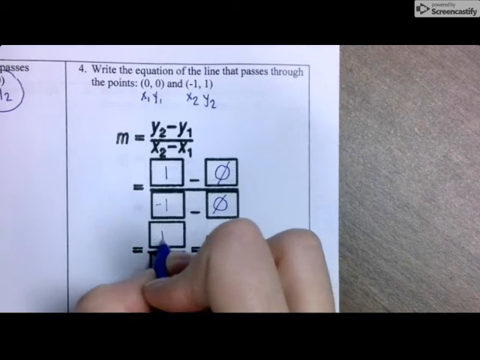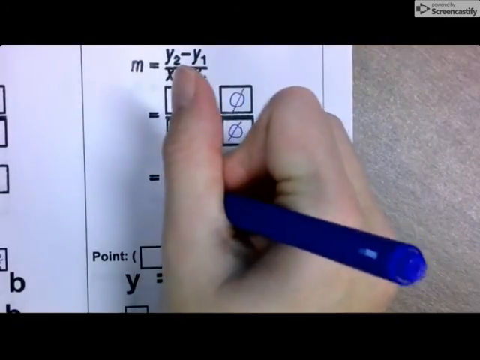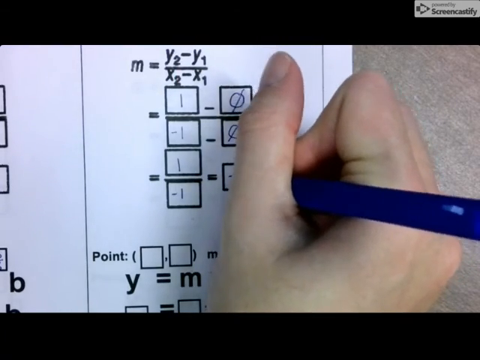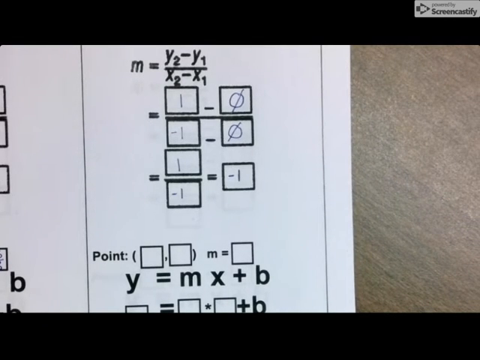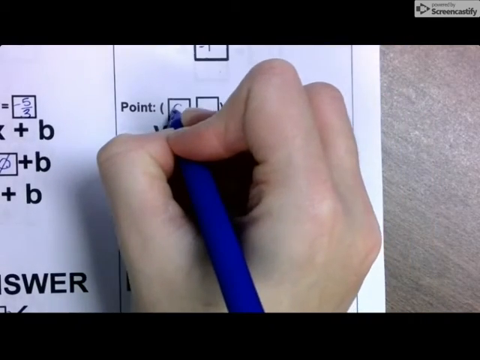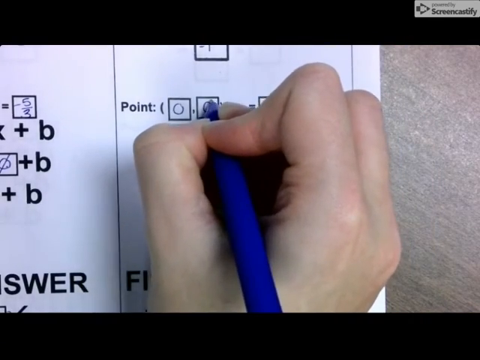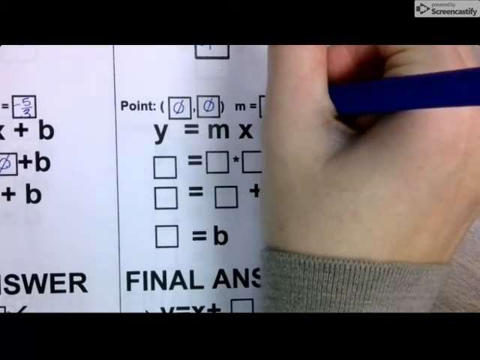This is going to be +1 because 1 minus 0 is 1. -1 minus 0 is -1, giving us a final answer of -1. So that will be my slope. Then, from there, we are going to pick a point. I'm going to pick 0, 0. So down here, I'm going to put 0, 0 in for x and y. And my m we just found out was -1.